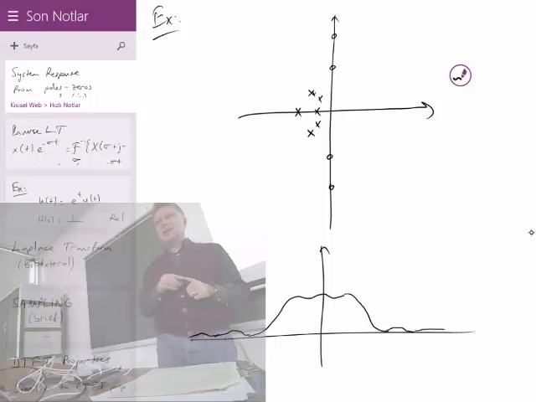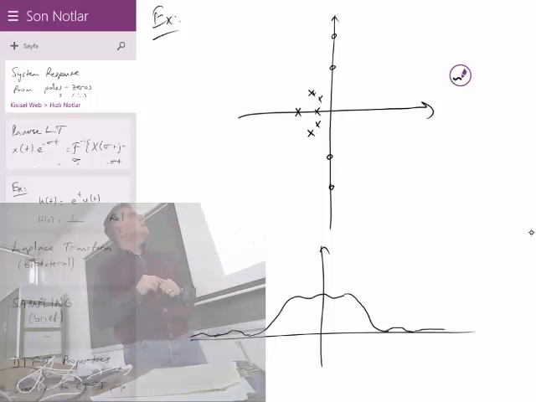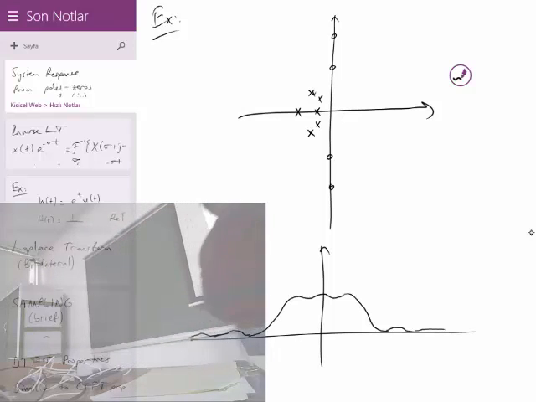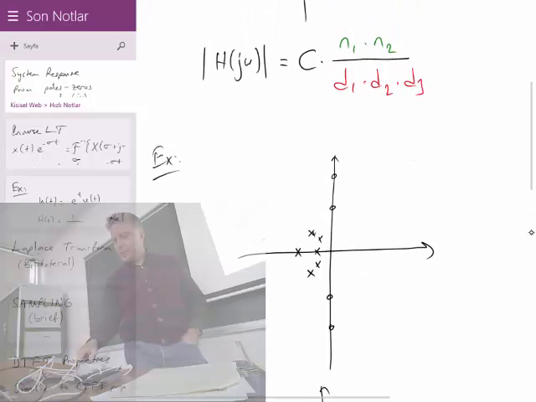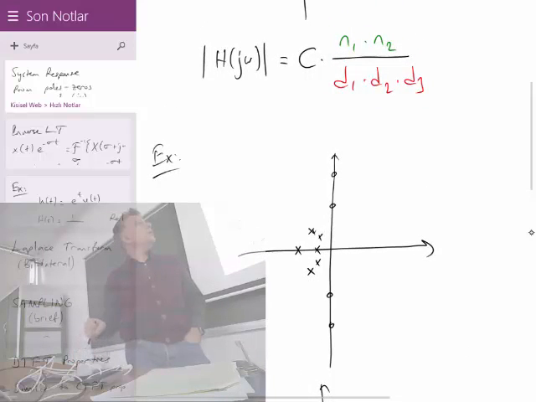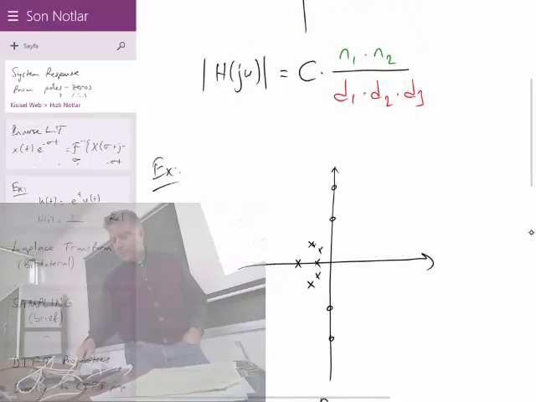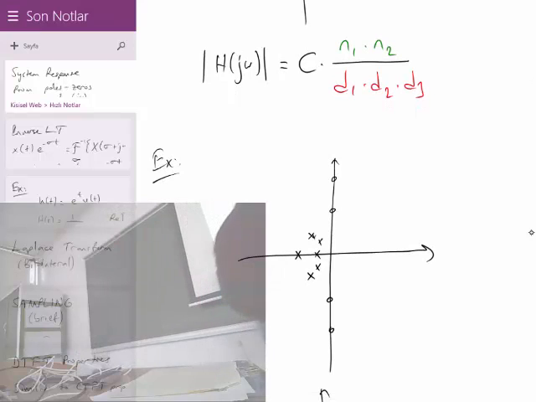Now, here are some questions. Why did I try to make the number of poles more than the number of zeros? Look at the expression. As you see, we have to deal with all of the distances from the zeros in the numerator divided by all of the distances from the poles in the denominator.